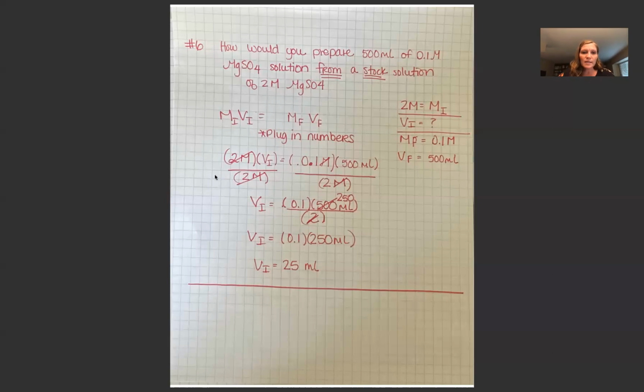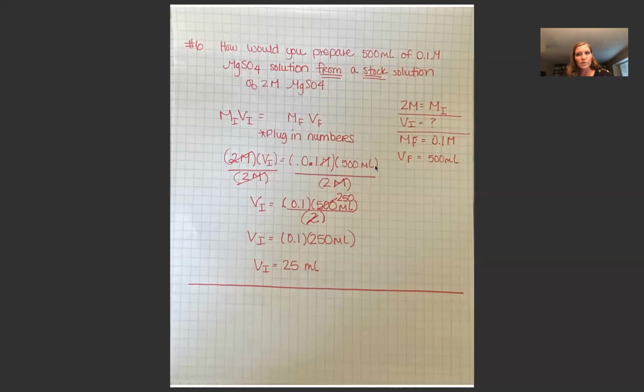As I'm looking at this equation, I'm plugging in each one. The initial molarity is 2 molars, so I plug that on that side. We do not know what VI is, the initial volume, so that's going to be the one we want by itself eventually. We know what the final molarity is, 0.1 molars, and we also know what the final volume is. It is 500 mils.